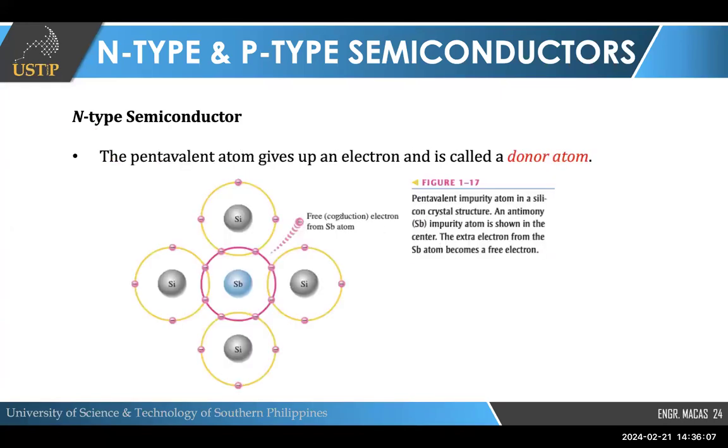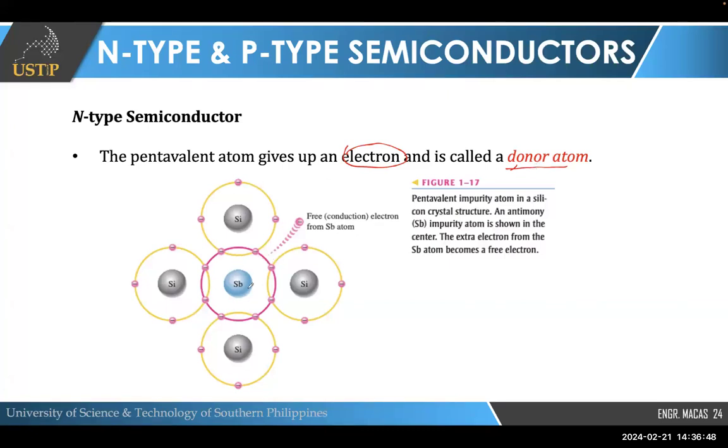For example, our crystal is purely silicon. What we do is add one antimony atom, Sb. Antimony is pentavalent because it has 5 valence electrons, so it has one extra electron, because we want to have 4 valence electrons for the semiconductor. That means one electron is free for your antimony. That's why the pentavalent atom is called a donor atom, because it donates an electron.